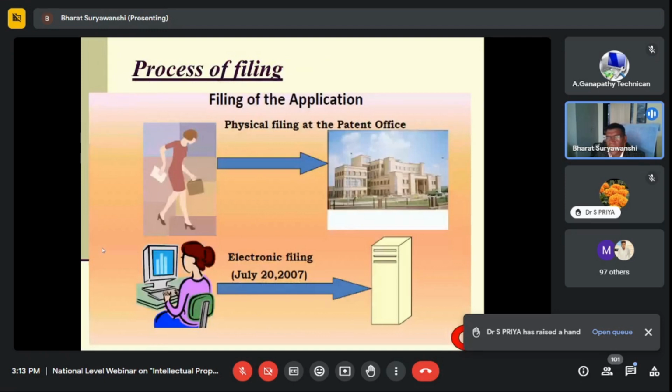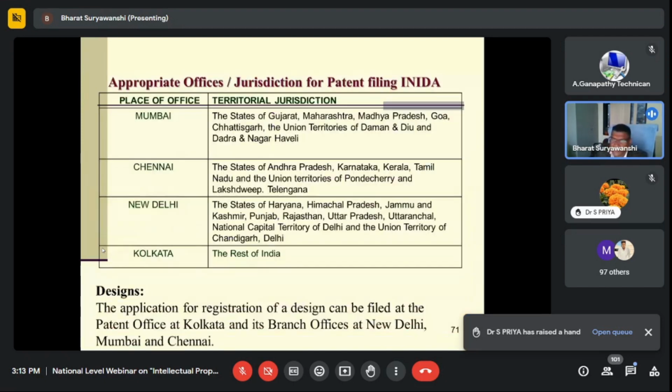How to file? As you are from the South, you can directly go to the patent office in Chennai and file, or you have the chance to file electronically, since July 2007. You can sit in the lab or home, and you can file online. There are different jurisdictions: Chennai covers the states of Andhra Pradesh, Karnataka, Kerala, Tamil Nadu, the Union Territories of Pondicherry and Lakshadweep, and the newly formed state Telangana. So depending upon your jurisdiction, you are supposed to file your technology.